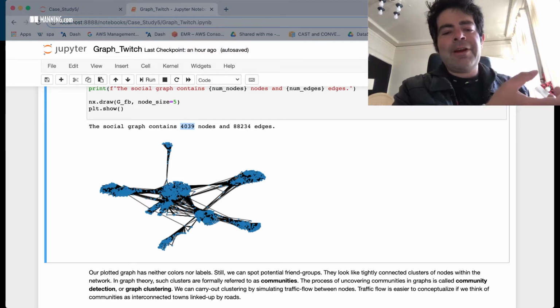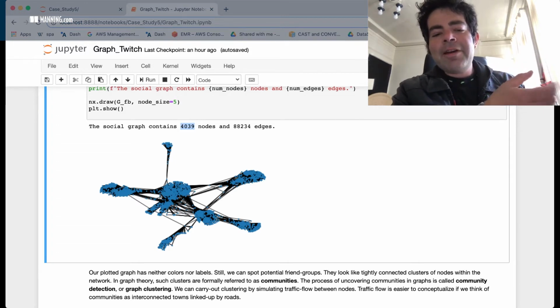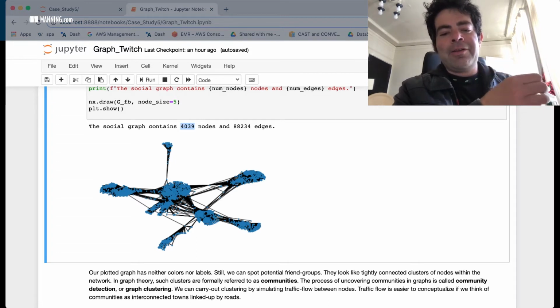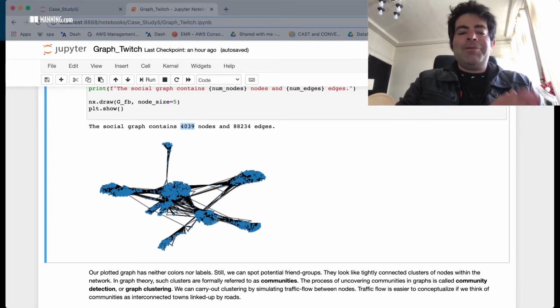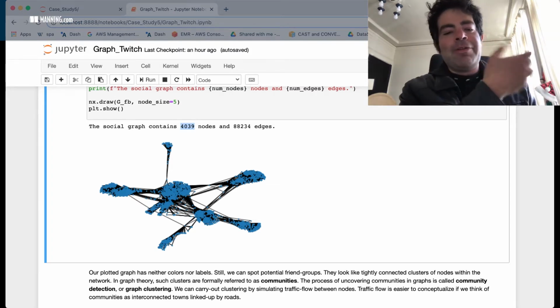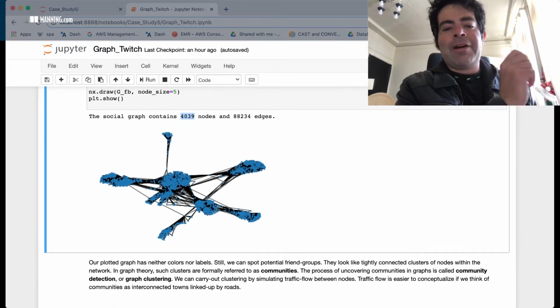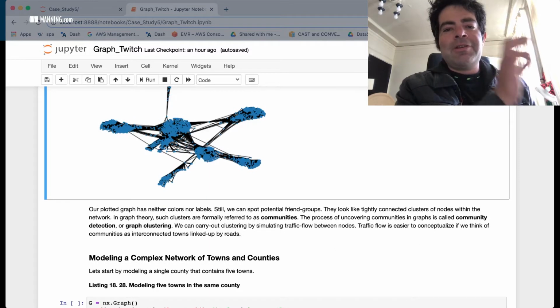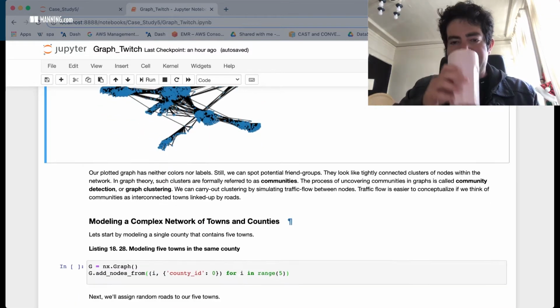at communities of friends, we're going to look at communities of towns interconnected by roads, where towns in the same community or in the same county have more roads connecting each other. And we're going to model the actual traffic patterns between those towns to figure out how to uncover those communities. And then we'll eventually apply our learnings to the social graph. So what we're going to do is we're going to start by modeling a network of counties and towns.